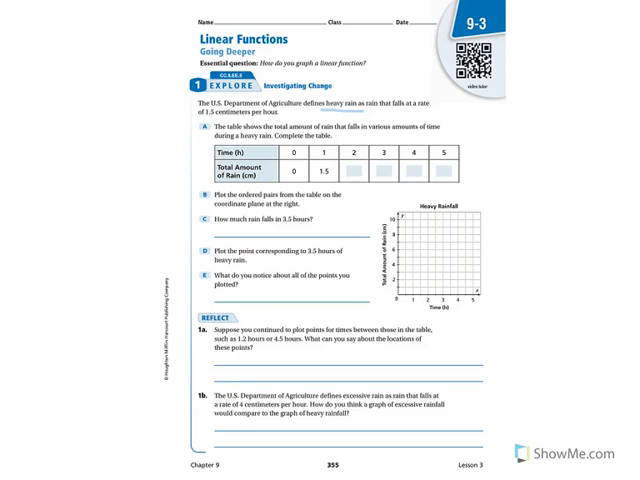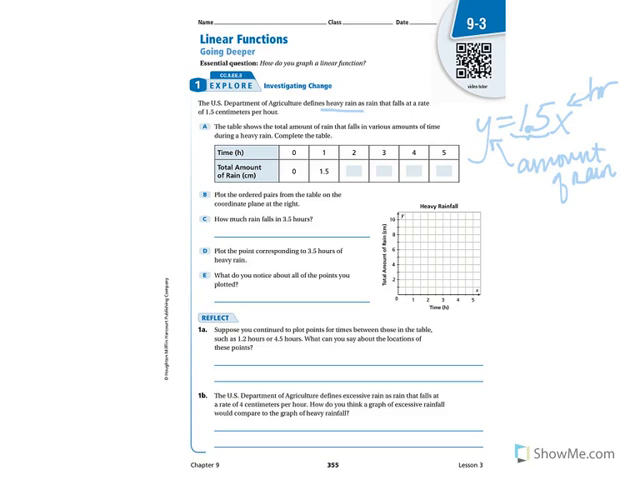Now, as soon as I read that, I go to think that my equation is going to be this. Okay, it's falling at a rate of 1.5 centimeters per hour. So X represents the number of hours, Y represents the amount of rain. Okay, so that's going to be heavy rain. So number 1 says here, the table shows the amount of rain that falls in various amounts of time during a heavy rain. Complete the table.